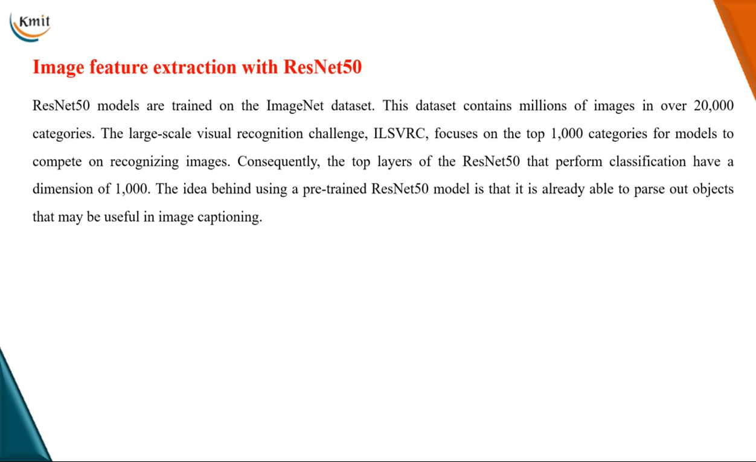The ImageNet dataset contains millions of images in over 20,000 different categories. The large scale visual recognition challenge, ILSVRC, focuses on the top 1,000 categories for models to compete in recognizing images. Consequently, the top layers of ResNet 50 that perform classification have a dimension of 1,000.